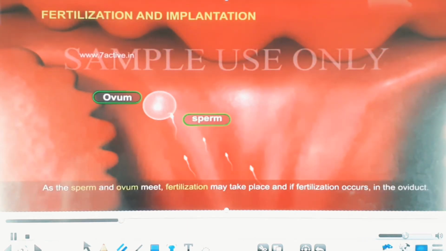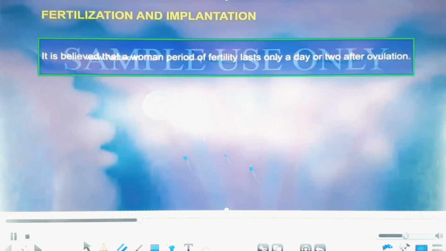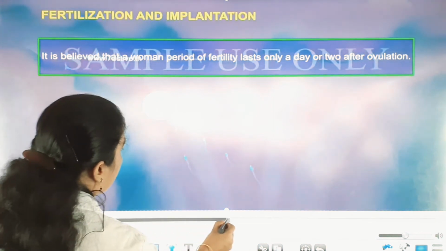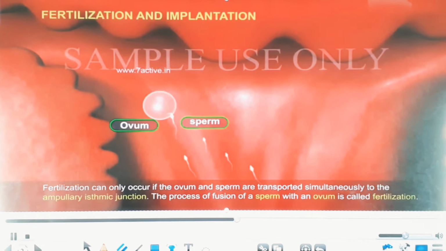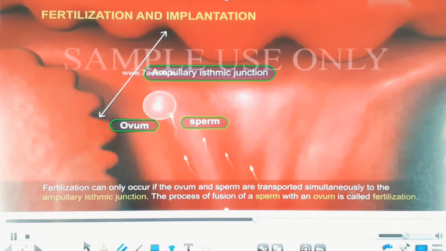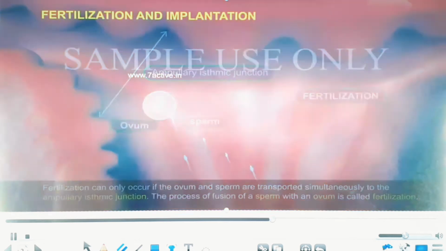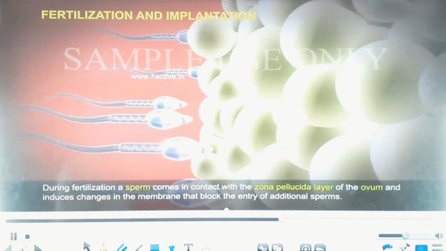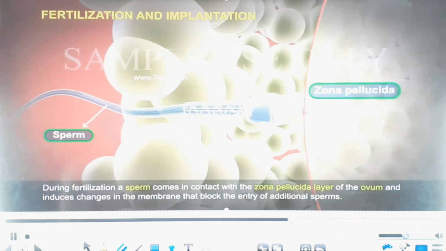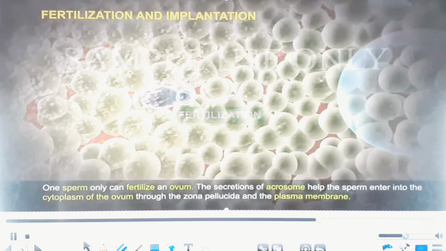As the sperm and ovum meet, fertilization may take place, and if fertilization occurs in the oviduct. Fertilization can only occur if the ovum and sperm are transported simultaneously to the ampullary isthmic junction. The process of fusion of a sperm with an ovum is called fertilization. In fertilization, a sperm comes in contact with the zona pellucida layer of the ovum and induces changes in the membrane that block the entry of additional sperms. Only one sperm can fertilize the ovum.